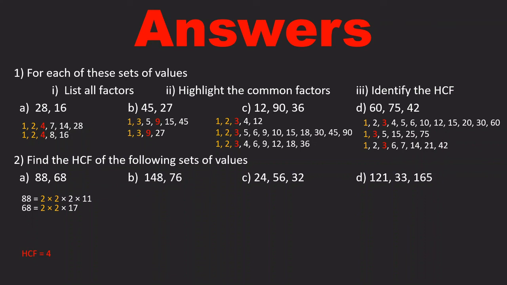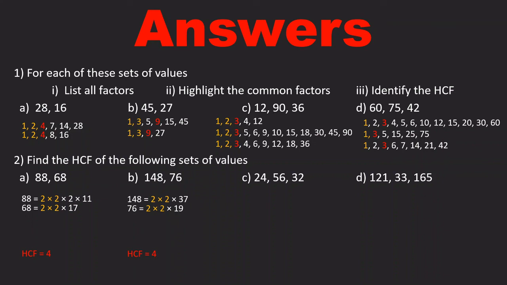Question B, again, writing these numbers as a product of prime factors. 148 is the same thing as 2 times 2 times 37. 37 is a prime number. It's a big one, but it is prime. And 76 is the same as 2 times 2 times 19. Again, another big prime number. Both of these numbers, when we write them as a product of their prime factors, they both have 2 times 2. That means both of these numbers can be divided by 4. Again, the highest common factor is 4.